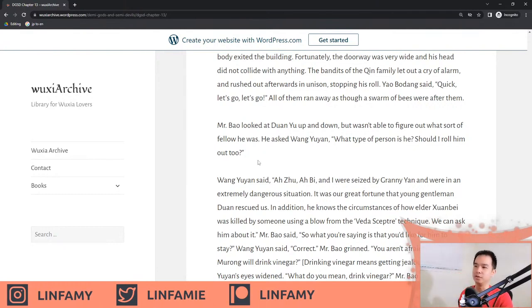Mr. Bao looked at Duan Yu up and down, but wasn't able to figure out what sort of fellow he was. He asked Wang Yuyan, "What type of person is he? Should I roll him out too?" Wang Yuyan said, "Aju, Abi, and I were seized by Granny Yan, and were in an extremely dangerous situation. It was our great fortune that young gentleman Duan rescued us. In addition, he knows the circumstances of how Elder Xuanbei was killed by someone using a blow from the Veda scepter technique. We can ask him about it."